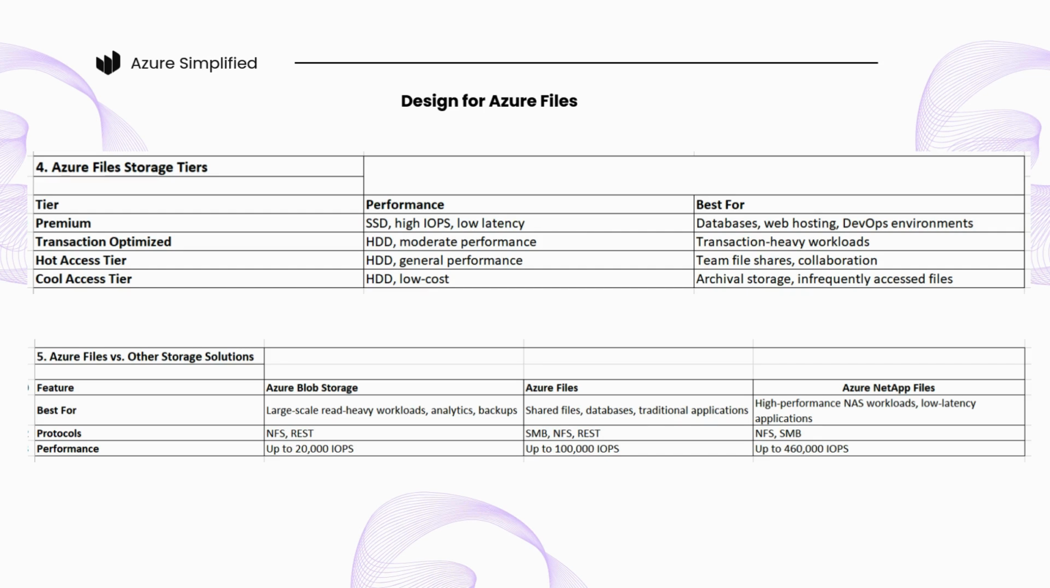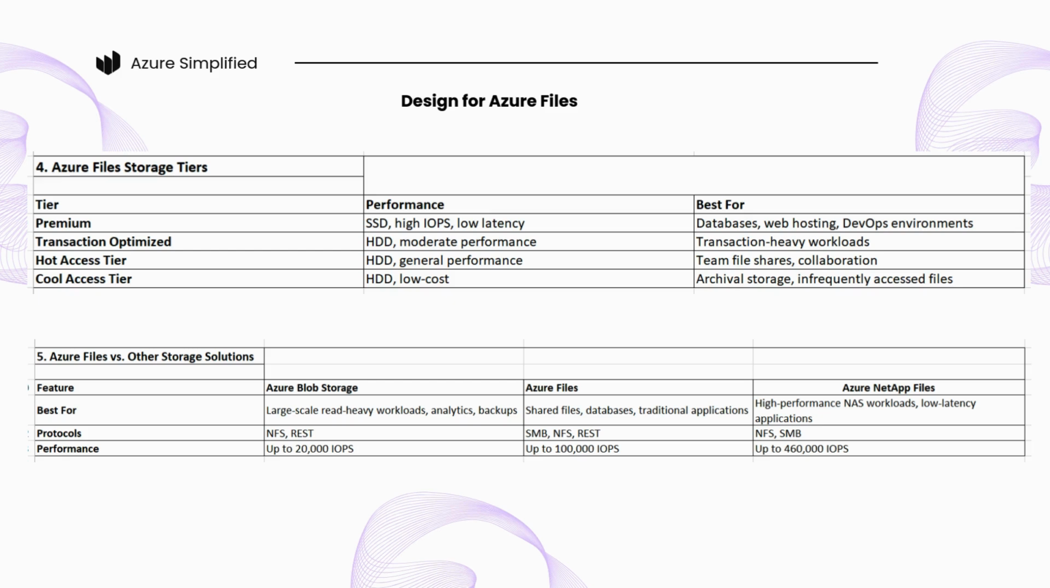Azure Files versus other storage solutions. Best for: Azure Blob Storage, optimized for large-scale, read-heavy applications like analytics, media streaming, and backups. Azure Files, designed for shared file storage, databases, and traditional applications requiring SMB, NFS. Azure NetApp Files, best for enterprise NAS workloads needing high performance and low latency.